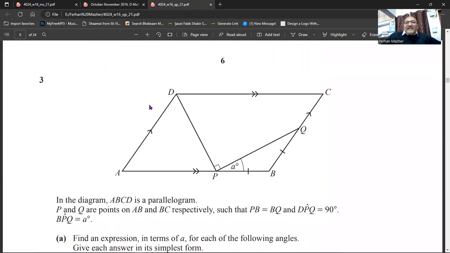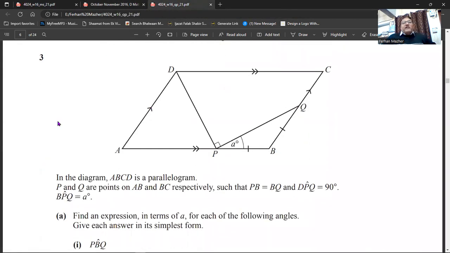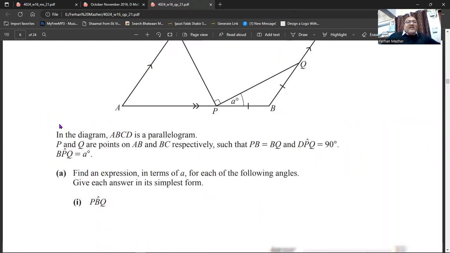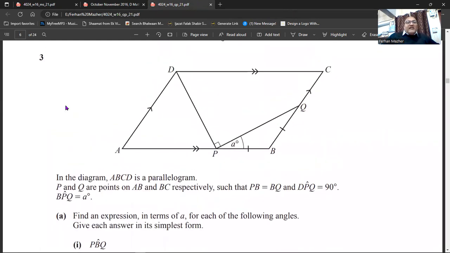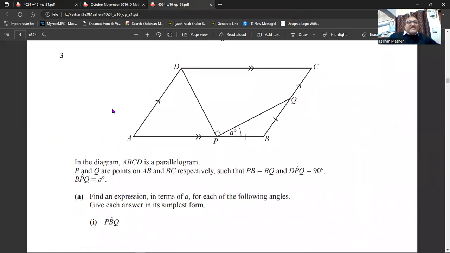Okay, so we are going to the next question. The next question is question number 3. He says, in the diagram, ABCD is a parallelogram. P and Q are points on AB and BC respectively, such that PB is equal to BQ. So this side is equal to this side, so this triangle is an isosceles triangle.